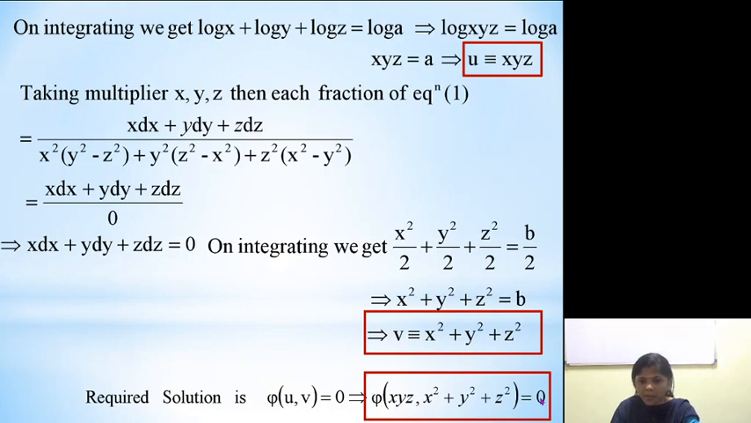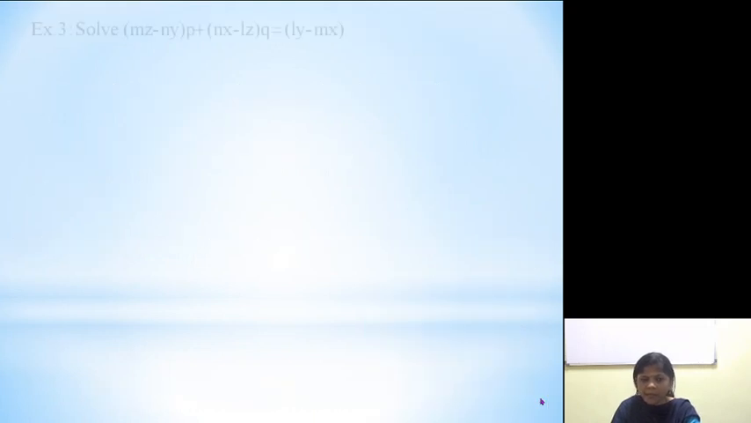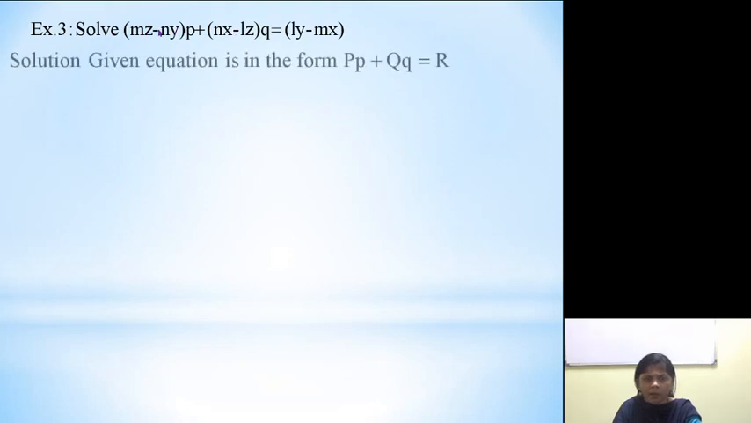Now let us check your understanding with this third example. Solve. So this is the example. Now what do we find here? Here I am finding two types of terms. One is xyz and another is lmn, right? So we can have the advantage by taking the multipliers with the set of lmn as well as with the set of xyz. So let us try to get.